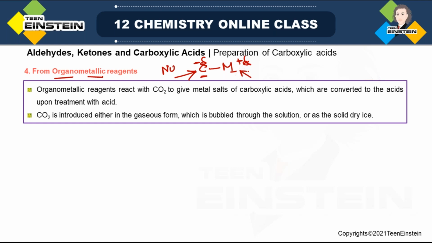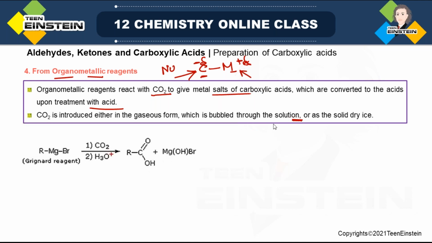In your syllabus, it is the most common, but there are some other types also. So in Grignard, we have a carbon magnesium bond, where the carbon side is negative. Organometallic reagents react with carbon dioxide, and first it gives the metal salt of carboxylic acid, and when you acidify it, that is, upon treatment with acid, ultimately you get carboxylic acid. And the carbon dioxide that is used can be used either in gaseous form, in which case you have to bubble it through the solution, or you can also use solid dry ice.